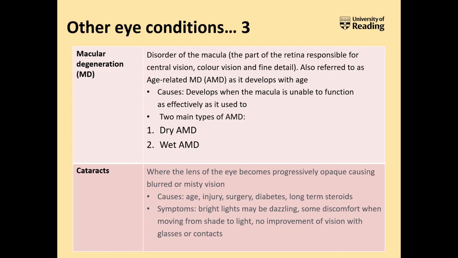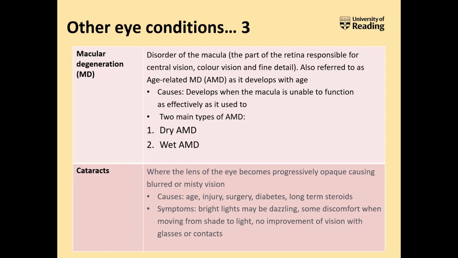And then we have cataracts. So this is where the lens of the eye becomes progressively more opaque, causing blurred or misty vision and eventually blindness if left untreated. It tends to be related to age, but also injury to the eye, certain types of surgery, diabetes, and treatment with long-term steroids can all increase the risk. Long-term inhaled steroids can contribute if somebody's technique is poor and they're actually getting the steroid inhalant going into the eyes, also long-term treatment with tablets.